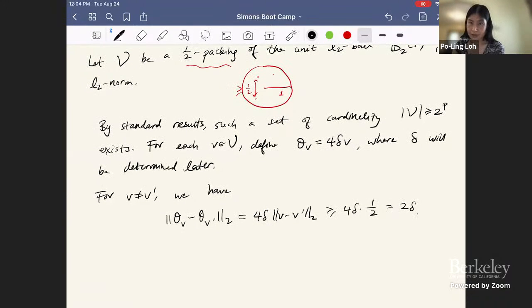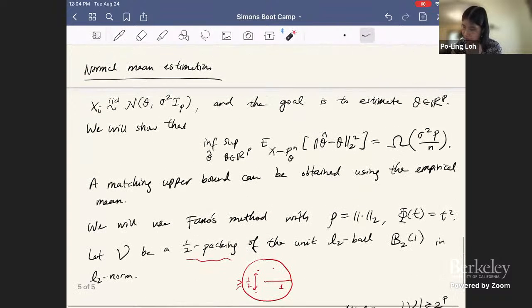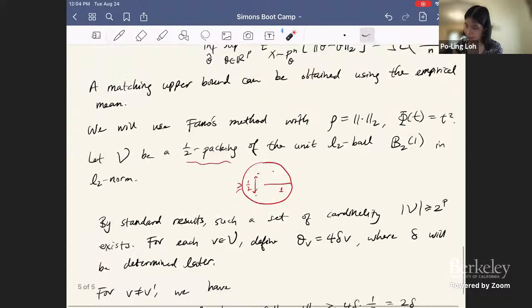And now the other thing that we need to do is we need to get an upper bound on the KL divergence between pairs. So we look at P_v and P_v prime, right? Because by Fano's inequality, we wanted an upper bound on pairs. And you can calculate this. So remember, what is P_v? Well, P is a Gaussian distribution, right? It's a Gaussian distribution up here with mean, whatever we get from v, and variance sigma squared times the identity.